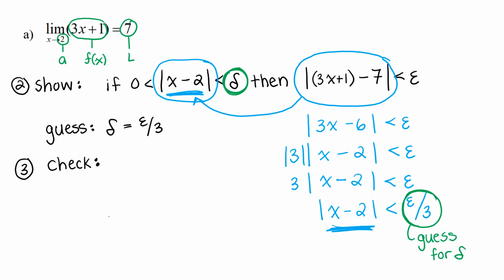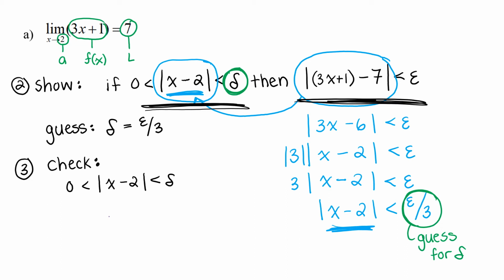We want to show that if we have this as our delta, then we end up with this relationship still. So we want to show that if we have 0 is less than the absolute value of x minus 2 is less than delta, and the delta that we choose is epsilon over 3, so now we can substitute that in, then we get the other side. Okay, well, let's multiply by 3. So we have 0 is less than 3 times the absolute value of x minus 2 is less than epsilon.